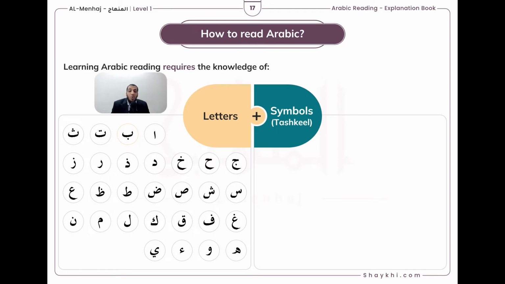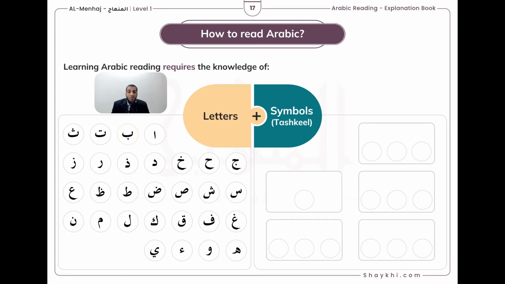Okay, so let's discover now these symbols. We have 5 main categories. The first category is called al-harakat. Al-harakat is like short vowels in English. So al-harakat means short vowels, and when you see a haraka above or below the letter, it means that you will add a short vowel sound to the letter. So this is what al-harakat means.